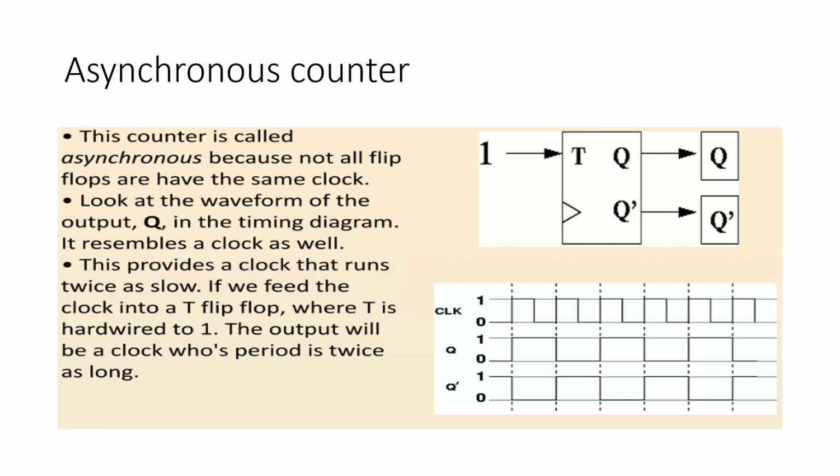Here, as an example, I have considered the T flip-flop. This counter is called asynchronous because not all flip-flops have the same clock. Look at the waveform of the output. In the timing diagram, it resembles a clock as well. This provides a clock that runs twice as slow. If we feed the clock into a T flip-flop where T is hardwired to 1, the output will be a clock whose period is twice as long, as you can see in this timing diagram.